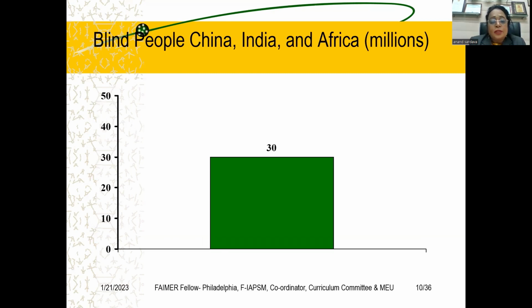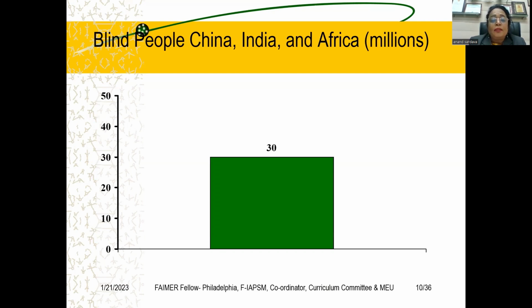In this study, the blind people from China, India, and Africa were 30 million when this was conducted. The overall prevalence might have been more than 40 million at that time. This study was done in these regions, so we are talking about these regions here, taking the WHO definition. Overall, there were 30 million blind people from this region.